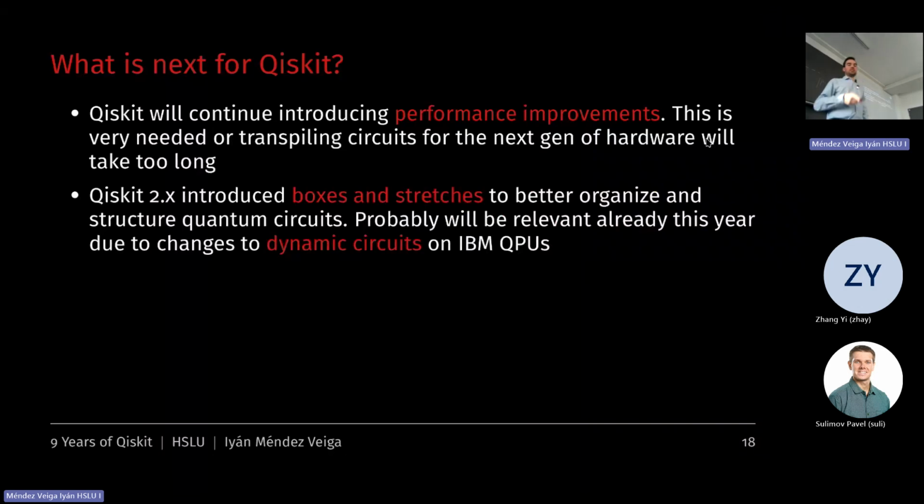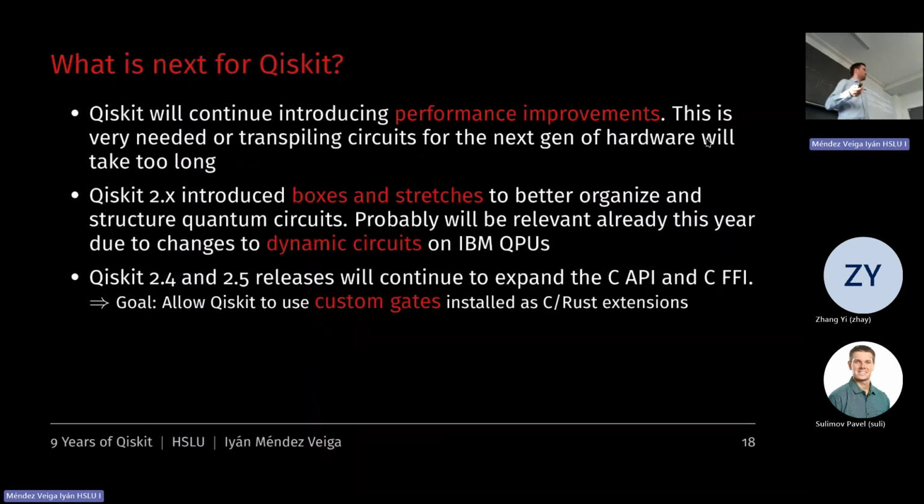Now in Qiskit 2.0, this is quite new: they introduced boxes and stretches. This is a way to organize circuits. If you haven't tried this, maybe give it a try. There is already a tutorial. The idea is that this will become quite relevant for interacting with the actual hardware with the new dynamic circuits. This is something I want to work more on. I'm still not that familiar, but this is something we will include in the next iteration of our course.